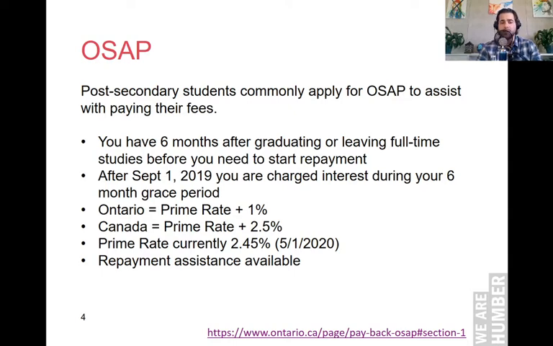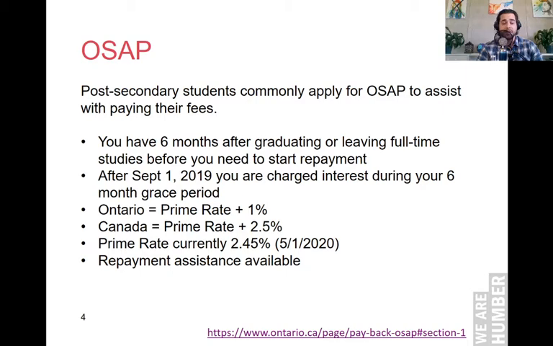Some important things to know about OSAP specifically is you have 6 months after graduating or leaving full-time studies before you need to start the repayment. So they're not asking for repayment or payments to be made as you're going through school. It's something that you can sort of put aside until the end of your education or when you leave your studies. And then you have a bit of a grace period to get a job so that you can get some income flowing before you start making those repayments.